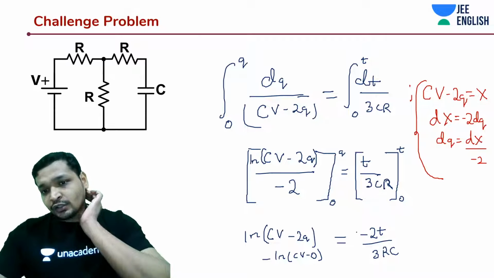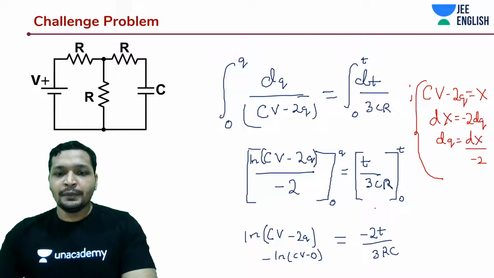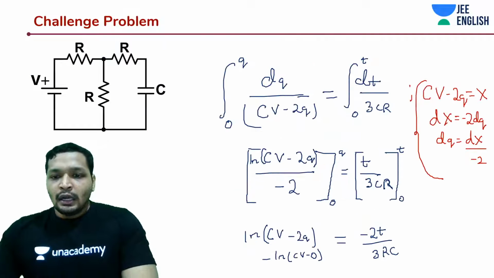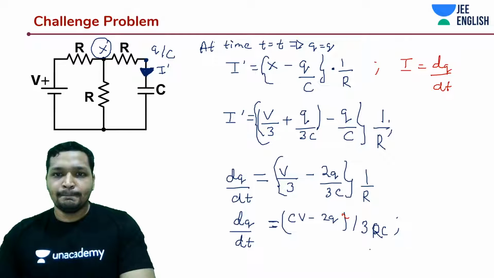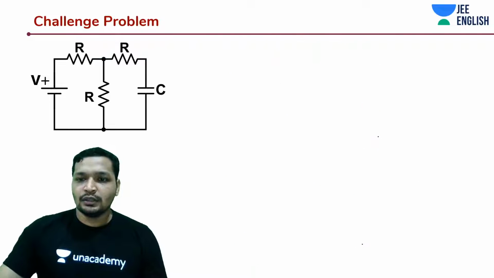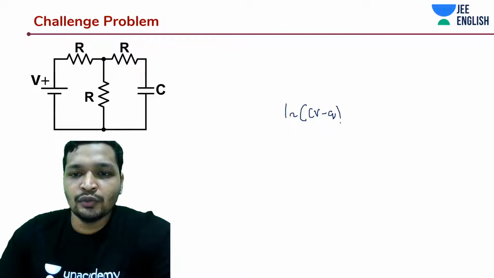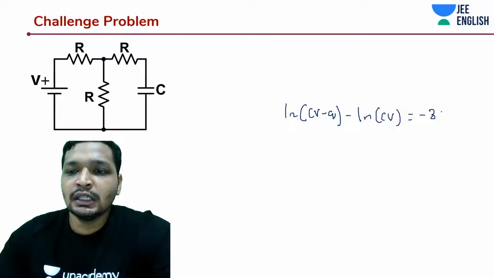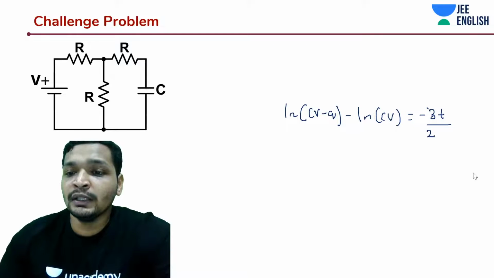So yes, you understood, this is the time constant, right? 3rc by 2 is going to be the time constant. So let's do a thing. I just wanted to solve the entire thing. It's pretty long. Okay, let's erase this part. You understood how to do this. So yes, we got an equation something like this: ln of (CV minus 2Q) minus ln of CV is equal to minus 2t by 3rc.